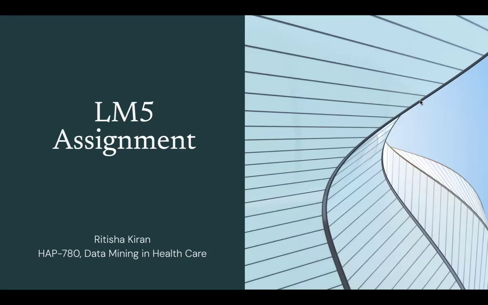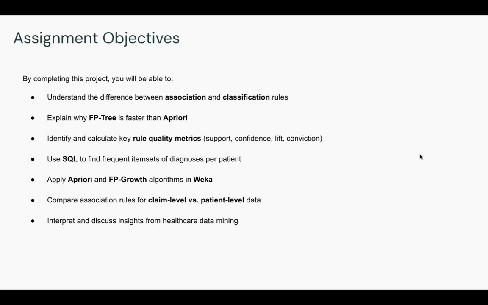By completing this project, I learned to differentiate between association and classification rules, understand why FP tree is faster than Apriori, and measure rule quality through support, confidence, lift, and conviction. And here are some of the assignment objectives that I was able to identify while finishing this assignment.